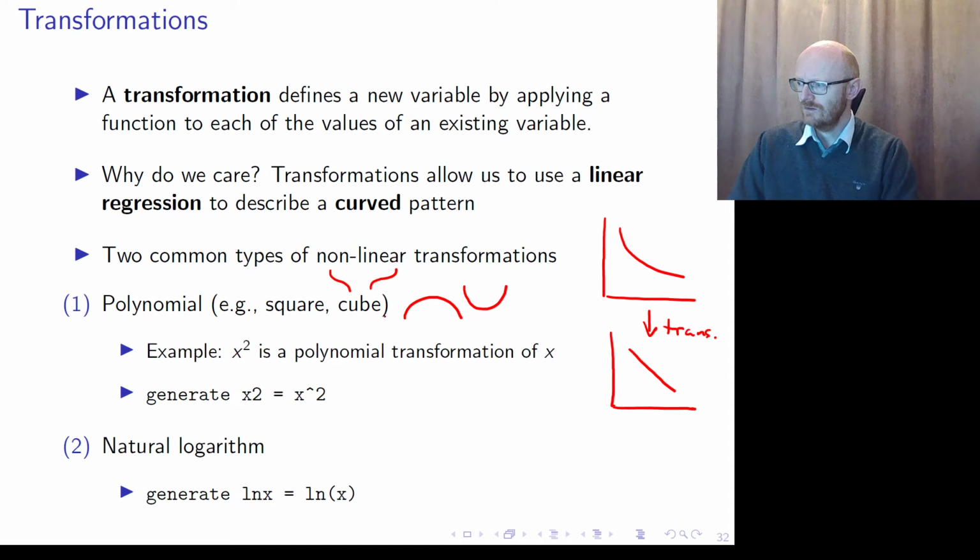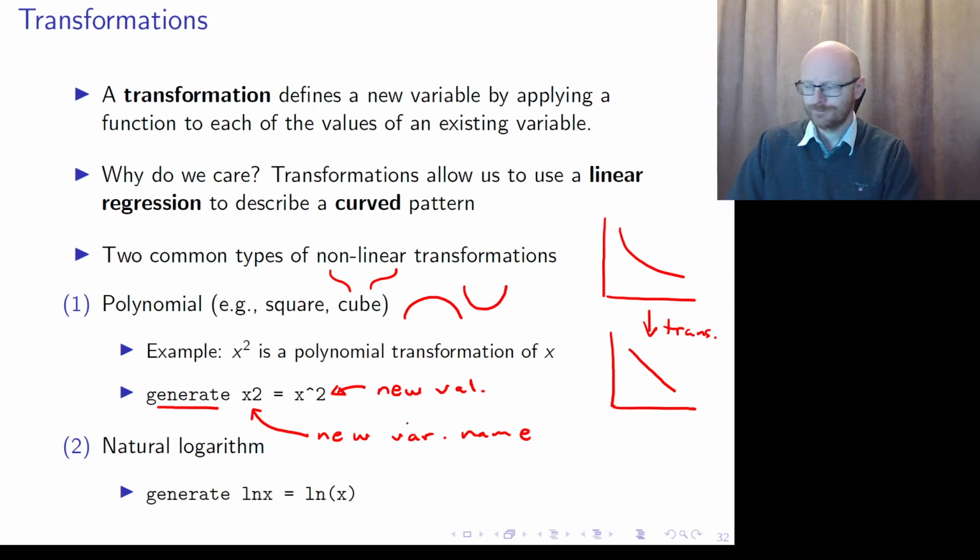And the way you make this new variable in Stata is you just type generate to generate a new variable, and then you provide a new variable name, x2, and a new value for that variable. Okay, and you also have the natural logarithm, which is widely used in economics. You just type generate ln x, for example, if you want to call it ln x, and you put the value of the natural logarithm of x into that variable. You can also do this with the y variable.